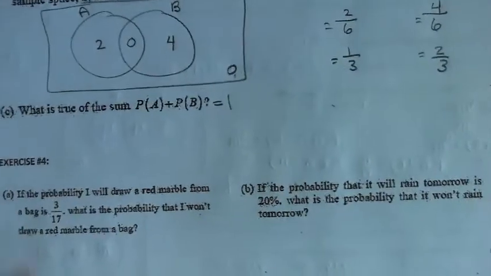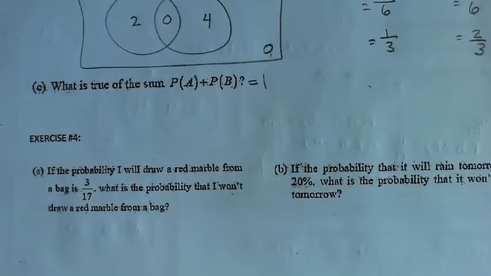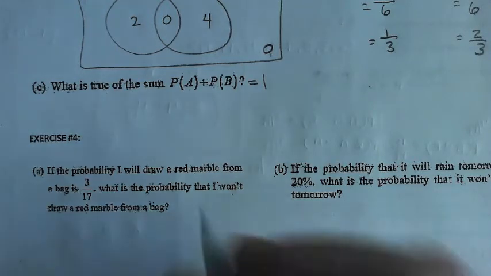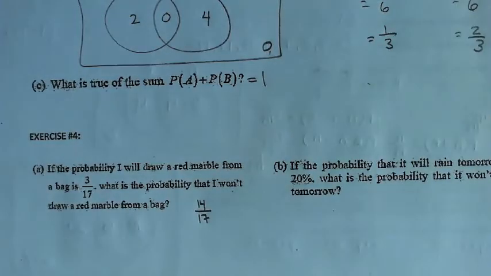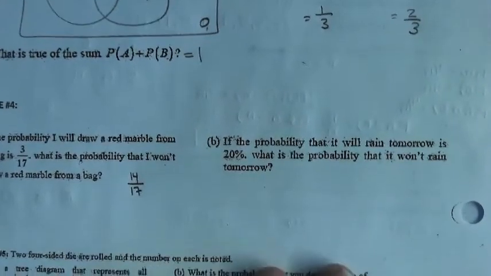So exercise 4, just again hitting home this complement idea. If the probability I will draw a red marble is 3/17, what's the probability that I won't draw a red marble? 14 out of 17. It's the rest. If 3 out of the 17 marbles are red, the other 14 are not red, right? It's pretty basic. Once you get the hang of it.